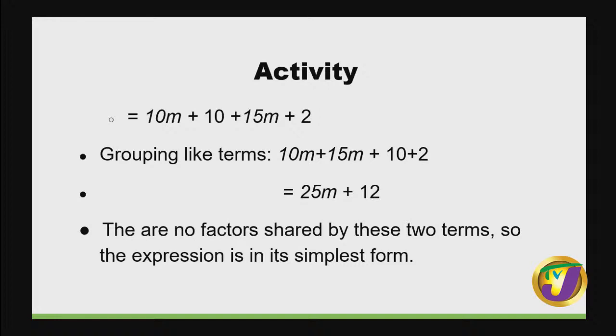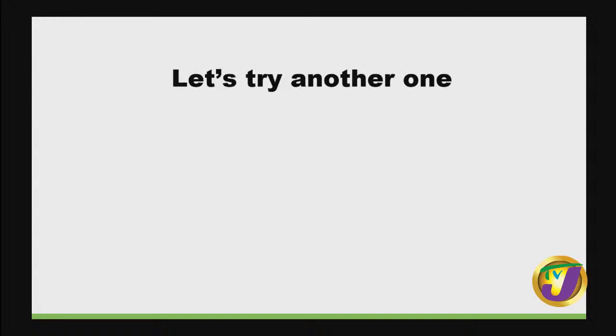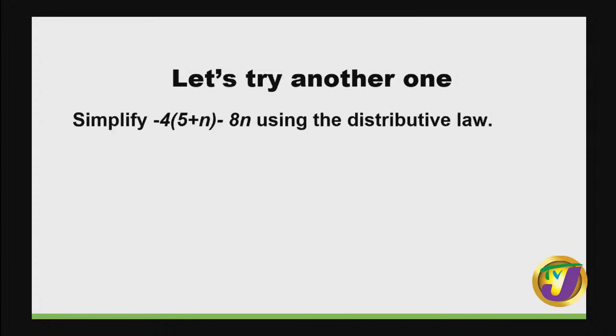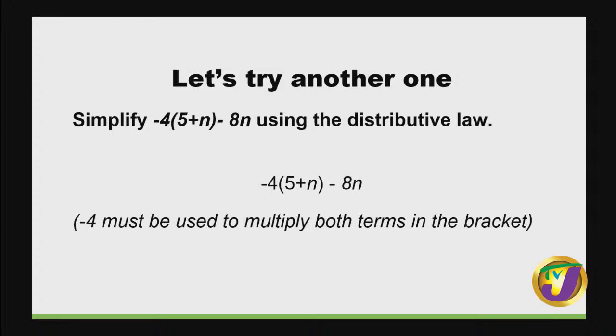All right. So let us try another one. Simplify negative 4, open bracket, 5 plus n, close bracket, subtract 8n, using the same distributive law. So as you can see here, we're distributing negative 4 throughout that bracket there. What does that look like? All right. So it simply means the negative 4 must be used to multiply both terms in the bracket.